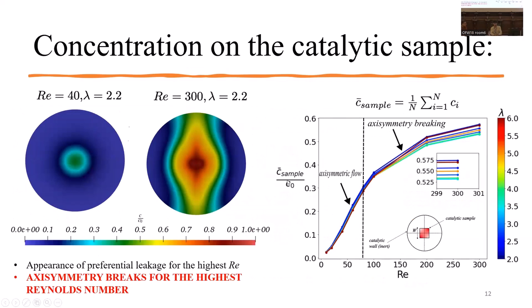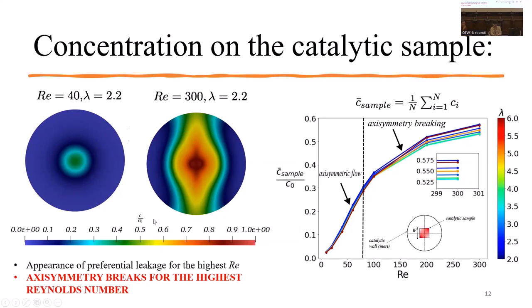So now we have described the flow dynamics in the cell. We are going to describe the concentration on the sample, the scalar cloud concentration. I started by representing two slice views of the bottom wall for Reynolds number equal 40 and the smallest lambda, and the highest Reynolds number and the smallest lambda too. The color bar is given by the concentration over C0. C0 is the concentration at the inlet.